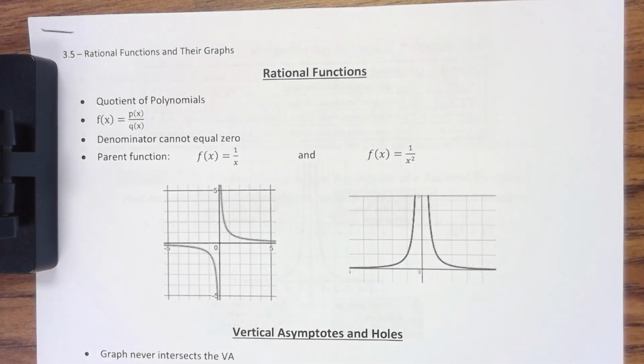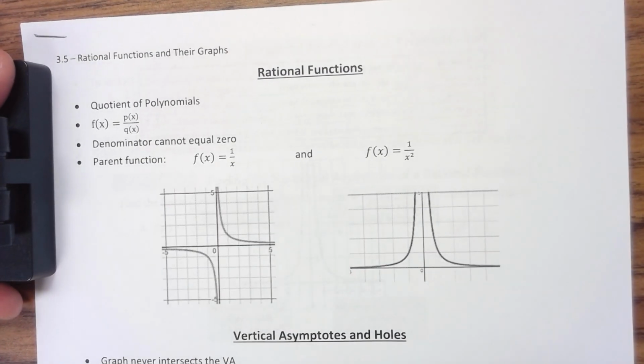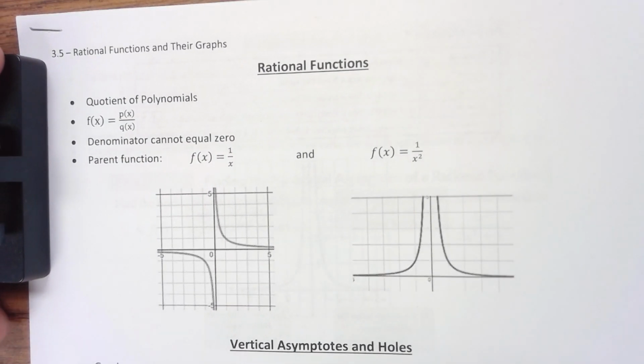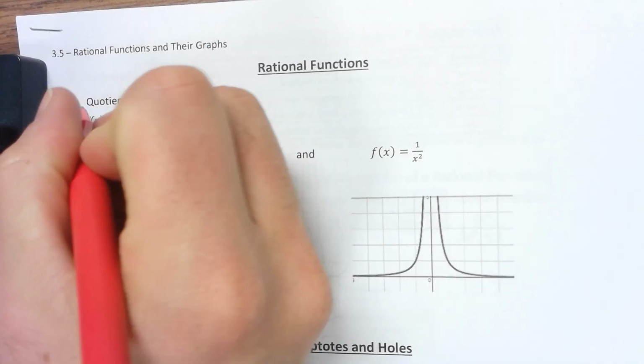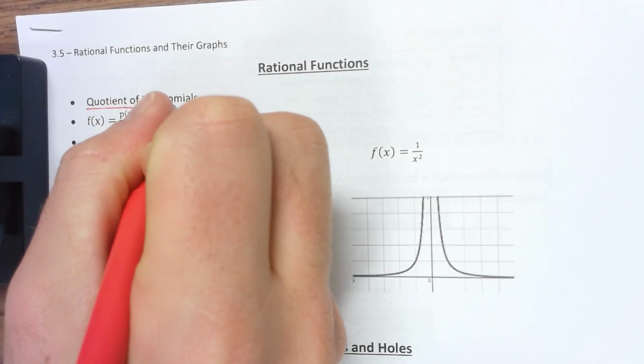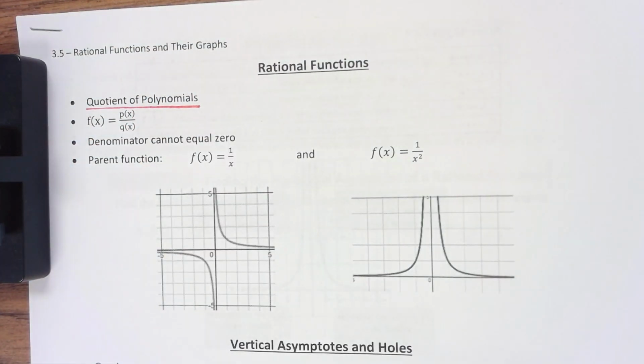All right. So rational functions are really the quotient of two polynomials. Quotient being the result of a division problem. So I take one polynomial and divide it by the other. That is what we define a rational function as. A lot of times you'll see it described as f of x equaling p of x divided by q of x, where p of x and q of x are polynomials.